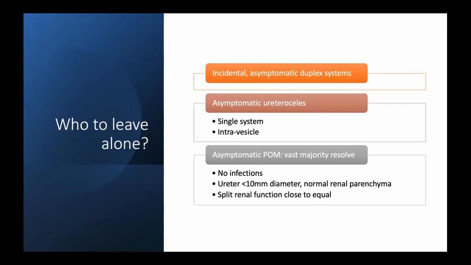And then the primary obstructed megaureter, the vast majority actually resolve, about 80 to 85% with time. So those children who've not had any infections, who've got a ureter less than 1 centimeter wide, have a normal looking kidney, and their split renal function is not concerning, can also be observed.